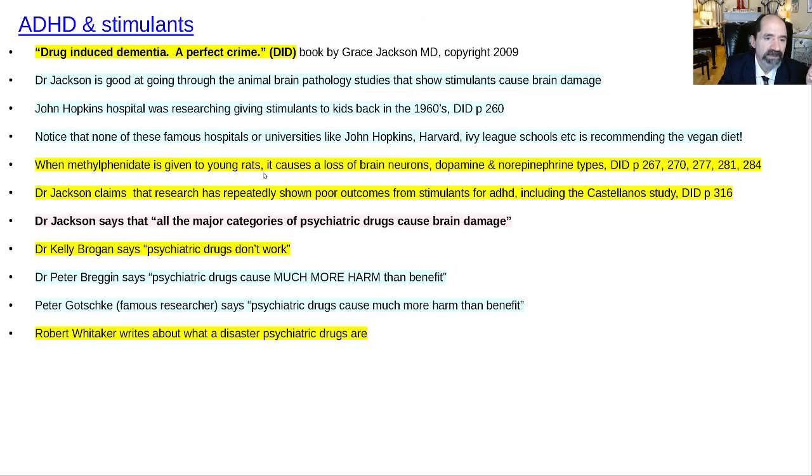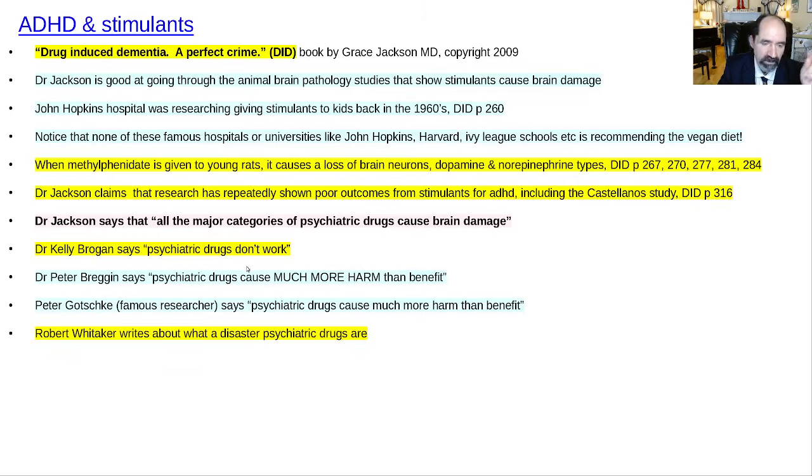When methylphenidate is given to rats, it causes brain damage with loss of brain neurons, dopamine and norepinephrine types. She goes through multiple studies that show that. Dr. Jackson also claims the research has repeatedly shown poor outcomes for stimulants, especially long-term. And she goes over a Castellanos study, which some people tried to claim showed some benefit, and she analyzes it in more detail and shows, in her opinion, it was harmful. Dr. Jackson says that all the major categories, that's all of them, of psychiatric drugs cause brain damage.